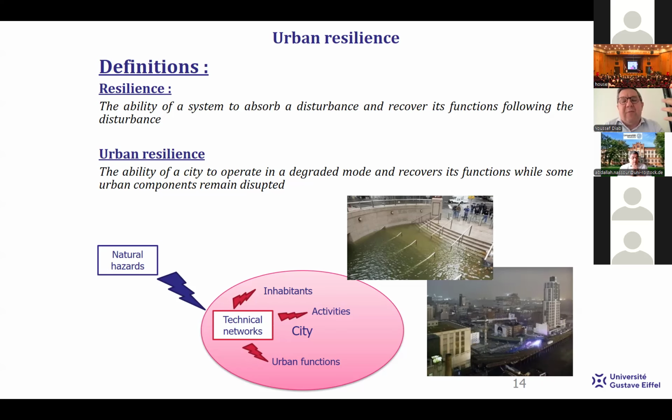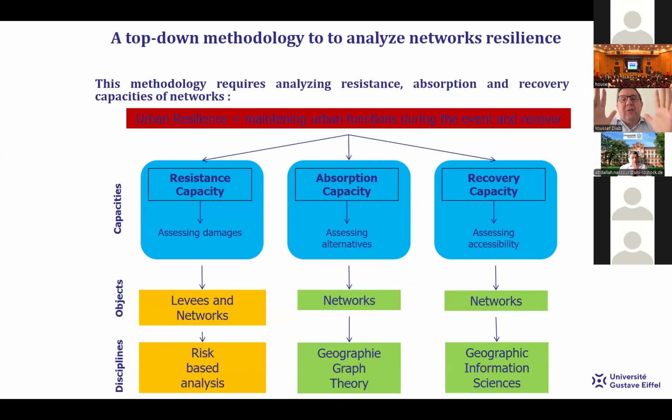Urban systems are for us the networks of the city: the sewage system, the water system, the road system, etc. All of these have their functions, and we try to understand what will happen when there are hazards. So in this research, we are working on three capacities.